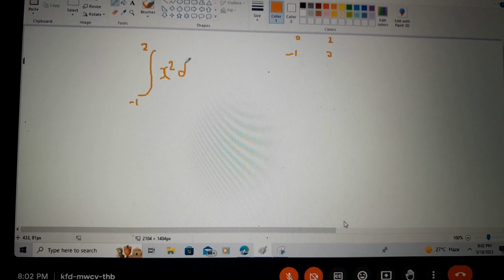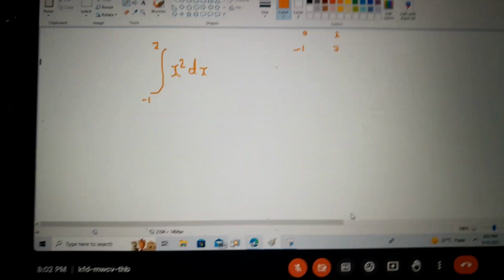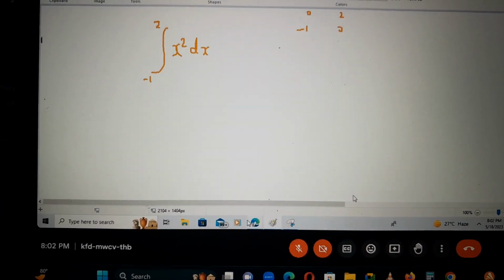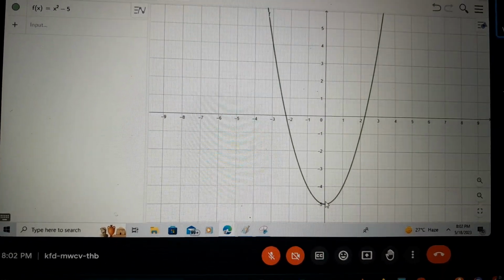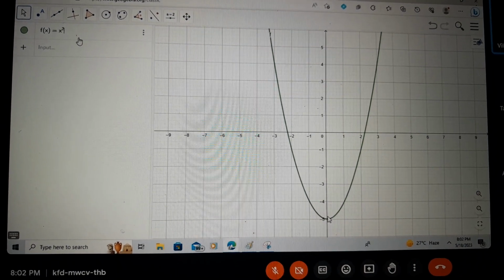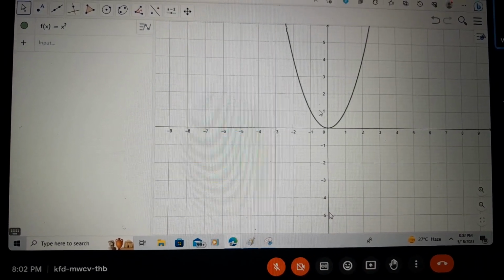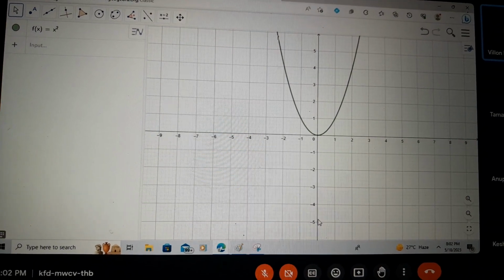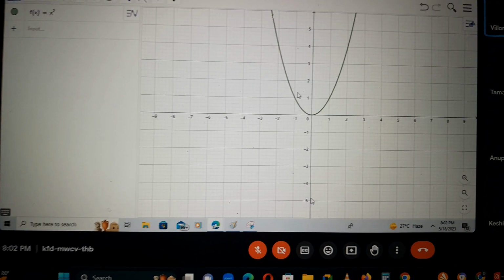So what we should do is see what the graph of x squared looks like. I'll go to GeoGebra. By now you should know what the graph of x squared looks like, but I'll still go to GeoGebra so you'll have an idea. Good. So do we have any area below the x-axis here? Do we have to break up this area? No, sir. Both will be above, right?